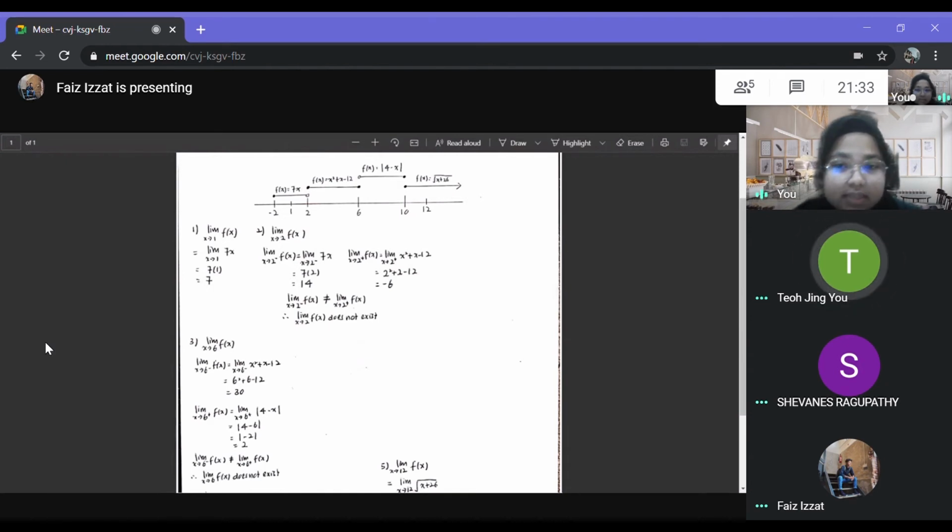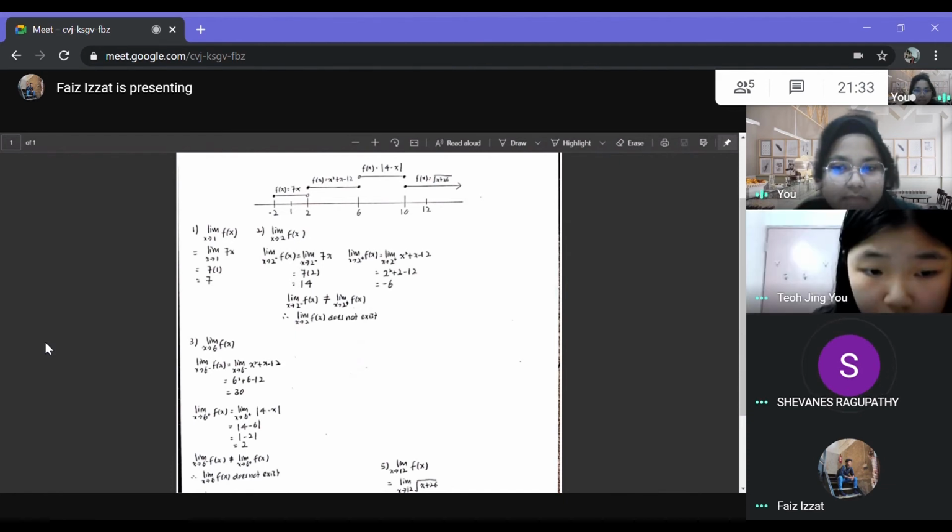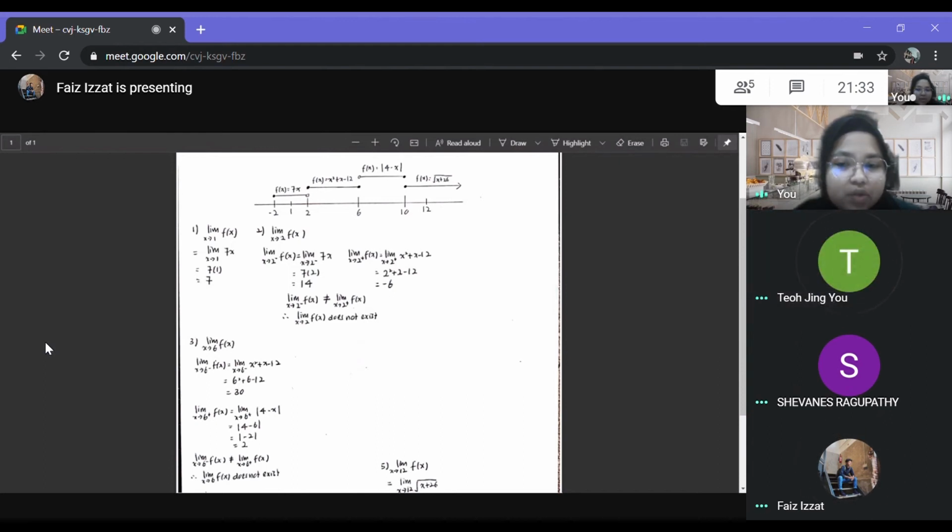The answer is 13, so we look at the 6 on the number line. For the right hand side, the function is an absolute function, which is absolute 4 minus x. So we make a calculation. The limit of the function f(x) as x approaches 6 from the right hand side becomes the limit of absolute 4 minus x. So we substitute x: 4 minus 6 becomes negative 2. Because it's absolute, it's 2.